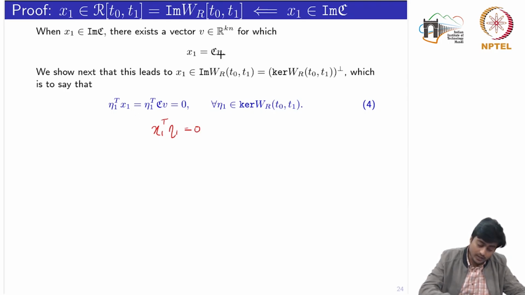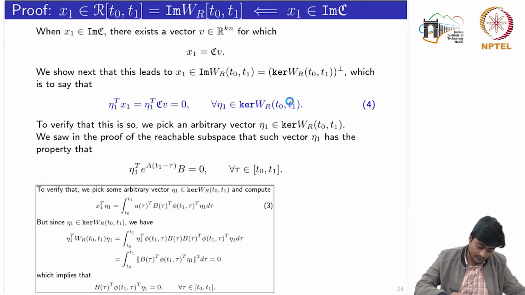Now x1 I know already is equal to this matrix into v, so I replace this x1 by this. So I just need to prove this equation is satisfied for all eta 1 belonging to the kernel of the WR matrix. Okay, so let's see. To verify this, we pick an arbitrary vector again, eta 1.